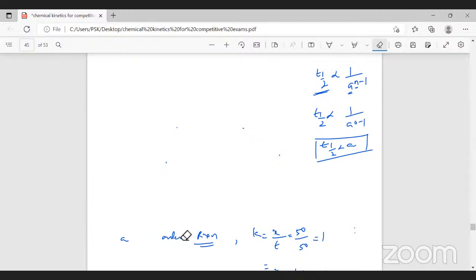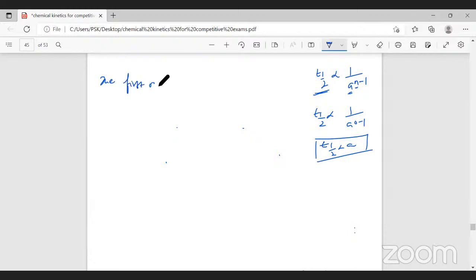They can ask you for one more. What is the relation between concentration, order, and half-life period? The relation between half-life period, order, and concentration is T half is inversely proportional to A to the power n minus 1. The next question, the first order reaction.